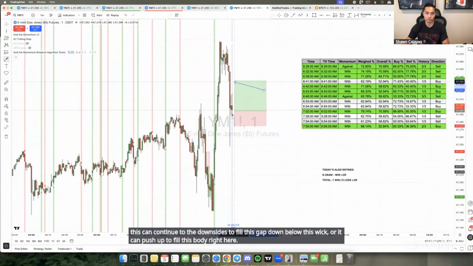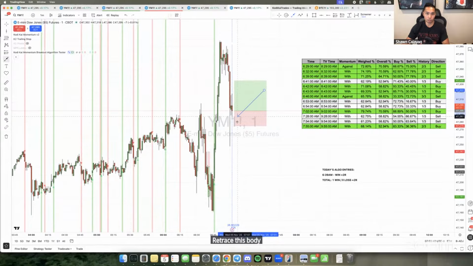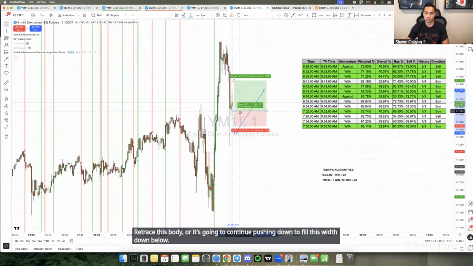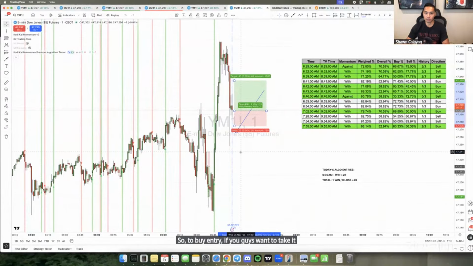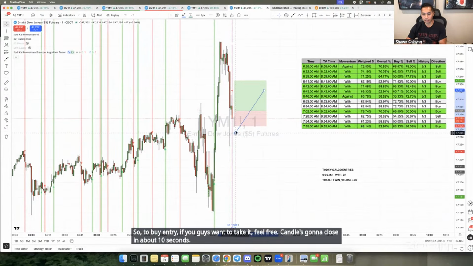It's either going to push up, retrace this body, or it's going to continue pushing down to fill this wick down below. So to buy entry, if you guys want to take it, feel free. Candle's going to close in about 10 seconds. Again, guys, take this at your own risk.